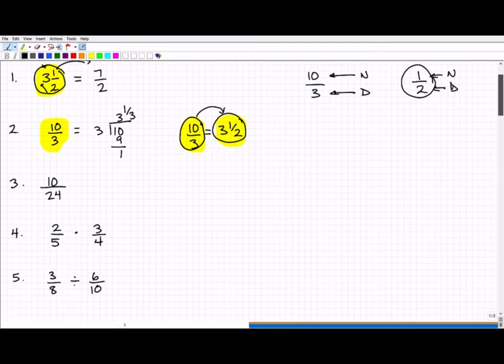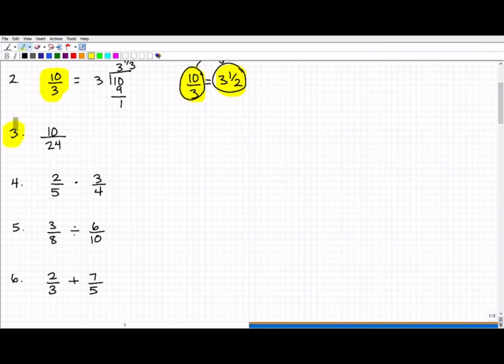Okay, so we're on to number 3. In this one, I wanted to talk very quickly about the idea of reducing or simplifying a fraction. Here I have 10/24. When you're dealing with fractions, you always want to reduce them or write them in their simplest form. The idea here is to think of a number that goes into both 10 and 24. You might have thought, well, it's 2, and that's good. 2 goes into 10 5 times, and 2 goes into 24 12 times. So this fraction, 10/24, is equivalent to the simpler fraction, 5/12.